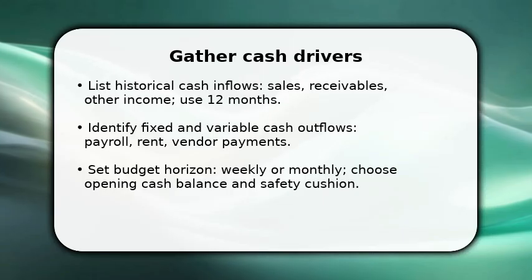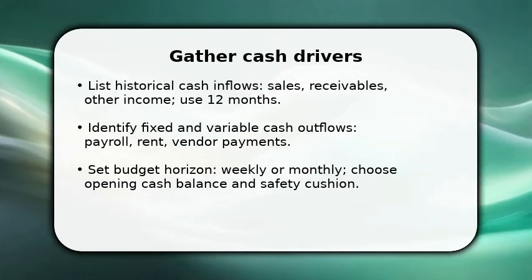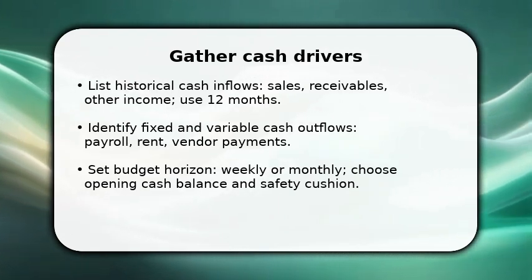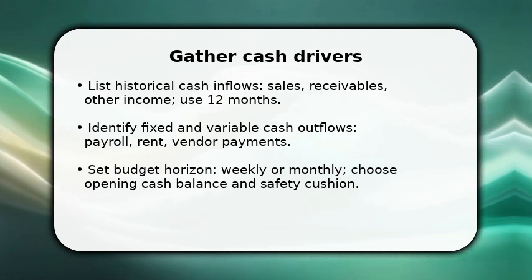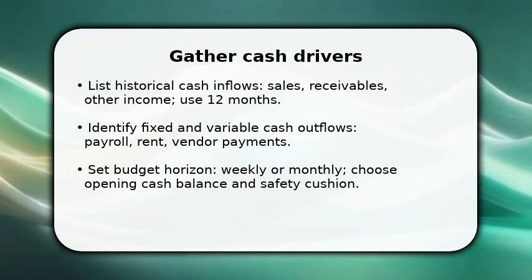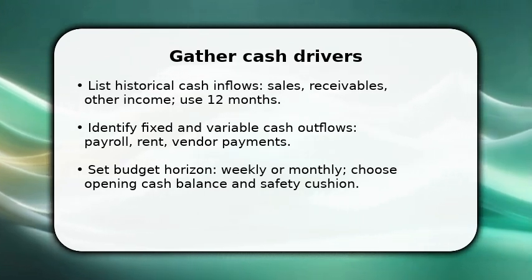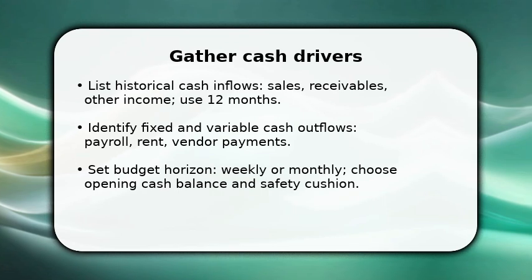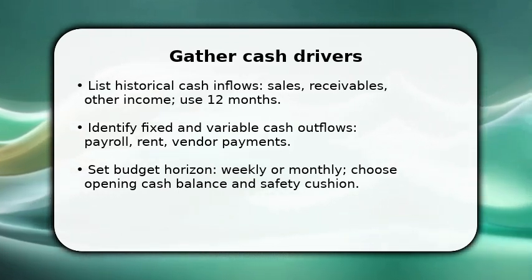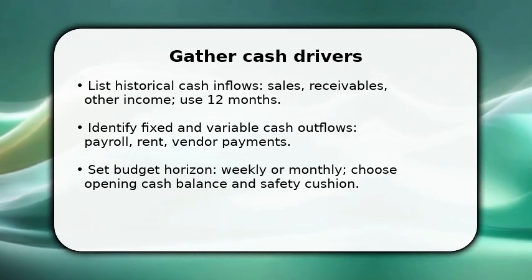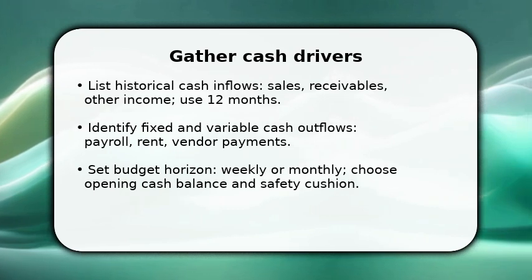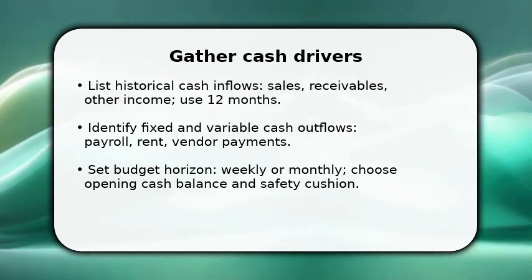Enjoy the video. You start by gathering the cash drivers that determine daily liquidity. First, pull 12 months of receipts and receipts timing so you can project inflows accurately. Once done, list predictable outflows: payroll, rent, taxes, supplier payments, separating fixed versus variable amounts to see patterns. Make sure to choose a budget horizon, weekly or monthly, and record your opening cash balance and a safety cushion. This prevents surprises and lets you proceed to build the actual cash timing schedule.